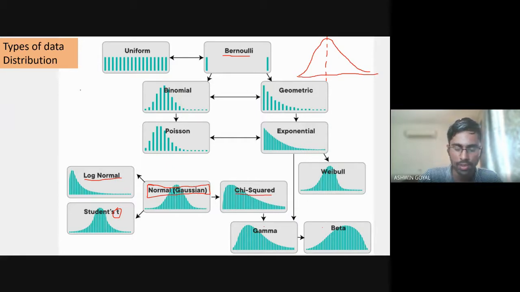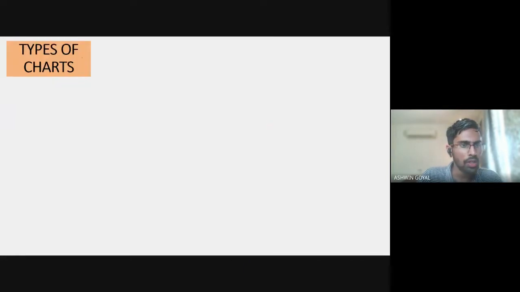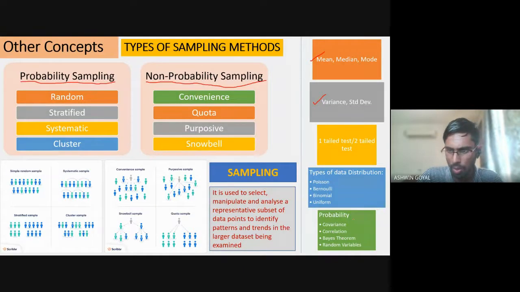And if you've done a statistics and probability course, you will probably study the formulas corresponding to some of these distributions. For example, the expectation and the mean, right? The expectation or the mean would be different in case of a binomial as compared to a Poisson or an exponential distribution. All right.